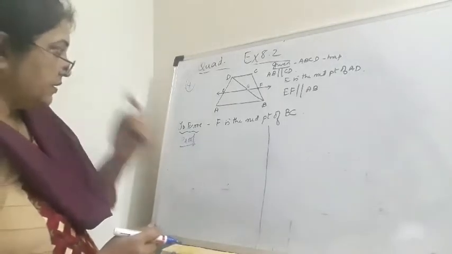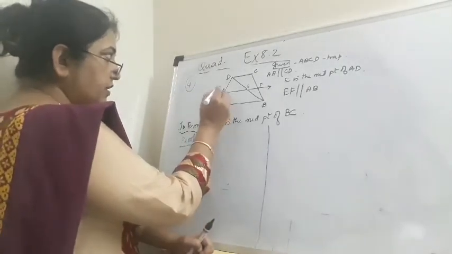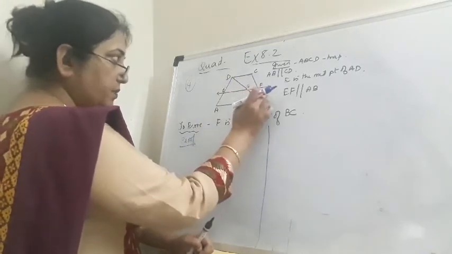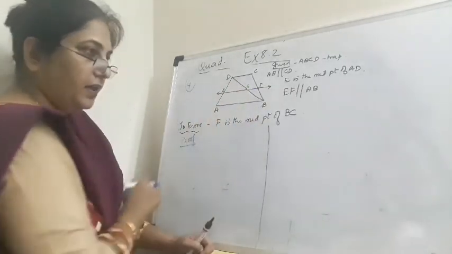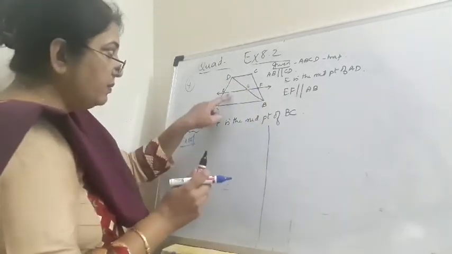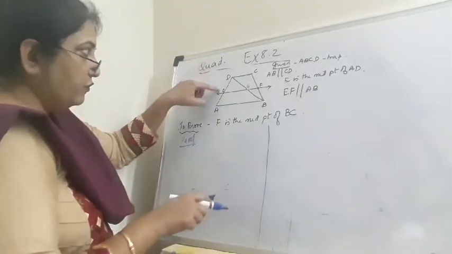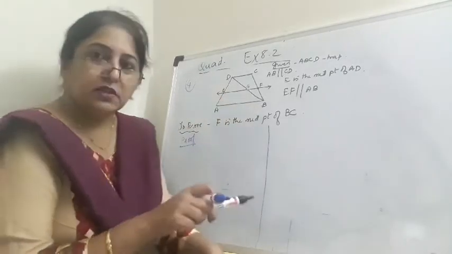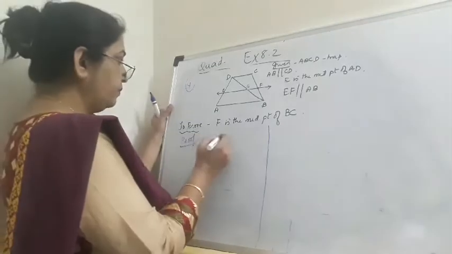Now we know that E is a midpoint. We also know that EF is parallel to AB. So therefore EG will be parallel to AB. Now when EG is parallel to AB and E is a midpoint, therefore G will be the midpoint of BD according to the converse of the midpoint theorem. So I will write the proof.